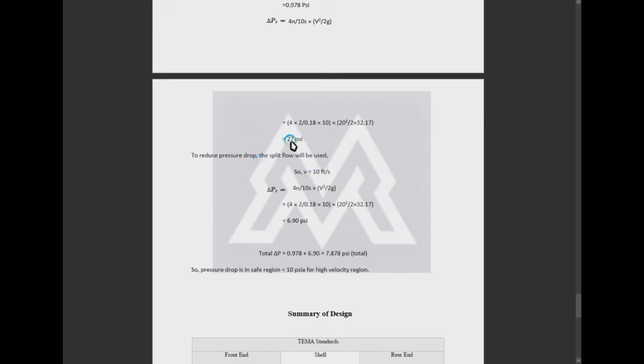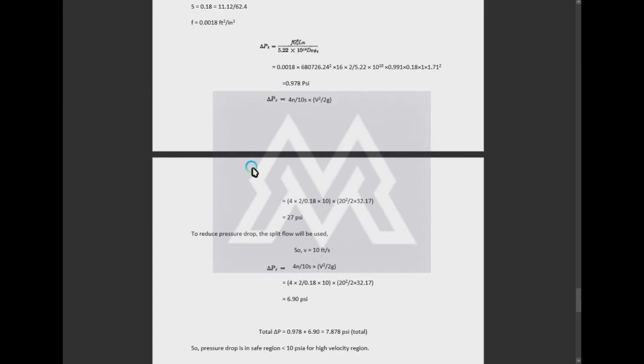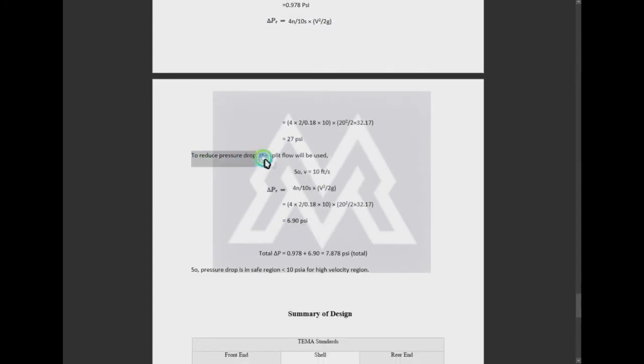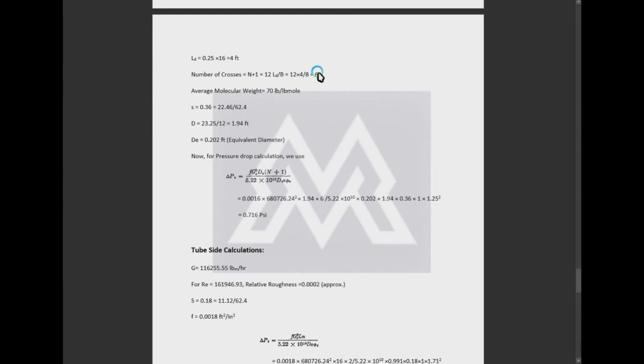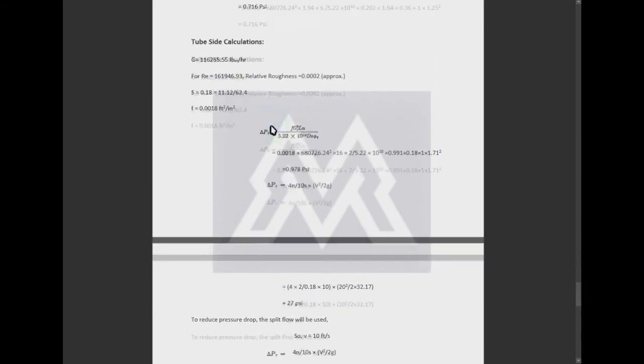The range we defined is crossed. So you do not have to worry, because there are two ways in which you can reduce that pressure drop. One is to reduce the baffle spacing. By reducing the baffle spacing, you can change this value, the number of crosses. So here delta P will be reduced, but it is not that optimum and good.